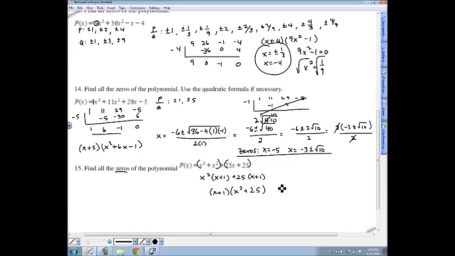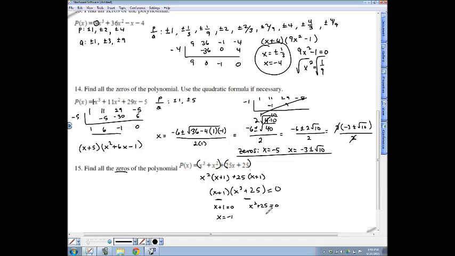Now, the reason that these are called zeros is because they're setting the equation equal to 0. If this times this is equal to 0, that means this factor has to equal 0 and this factor has to equal 0. This one's an easy one over here on the left, x equals -1.